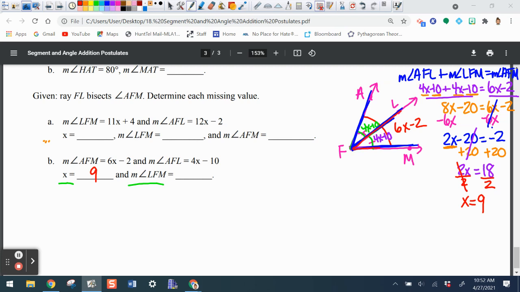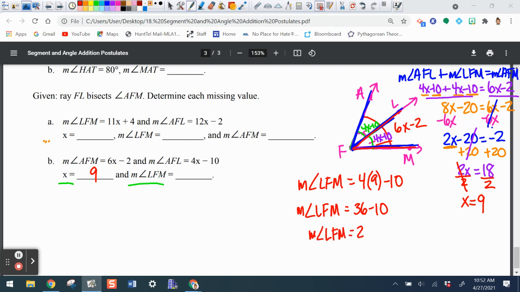So we use the expression 4x minus 10 to represent the measure of angle LFM. So the measure of angle LFM is equal to 4, substitute x with 9, minus 10. So 4 times 9 is 36. Take away 10, and the measure of angle LFM is 26 degrees.